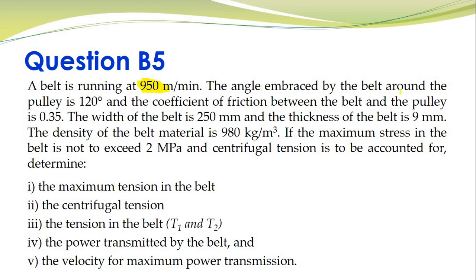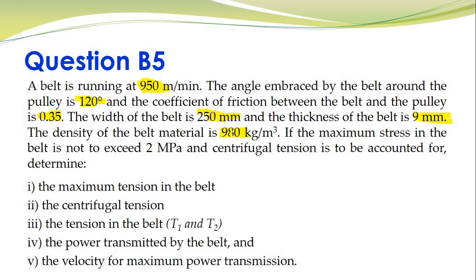The angle embraced by the belt around the pulley is given as 120 degrees. The coefficient of friction between the belt and the pulley is given as 0.35. The width of the belt is 250 mm, whereas the thickness of the belt is 9 mm. So these are very important parameters to take note of. The density of the belt material is given as 980 kg per meter cube.